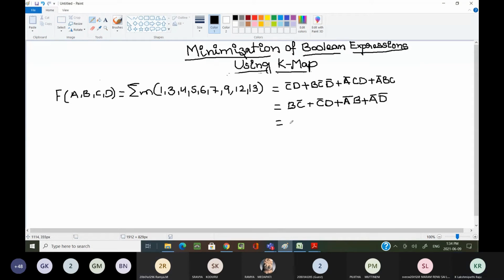A bar B, plus A bar B plus A C bar D, plus C bar D, plus A bar B bar D, plus A bar B bar D, plus B C bar D bar. Okay. Yes, sir.